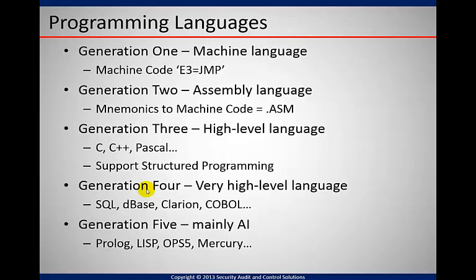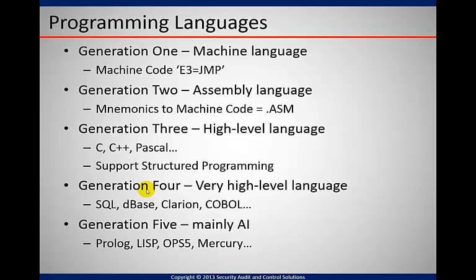When we look at the types of programming languages, we've got generation 1, which was machine language. There you can see machine code, E3 equals a jump instruction. Then this was taken to generation 2 to make it easier for people to program, and assembly language was born. Assembly language is mnemonics to machine code. That ASM, or assembly, or assembler, took all the machine code and created instructions based on the machine code.